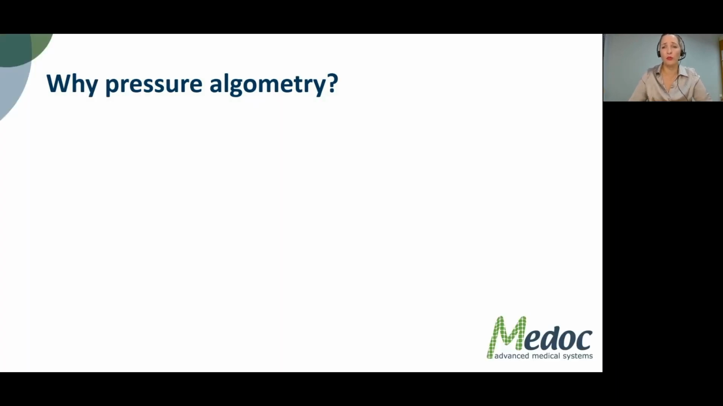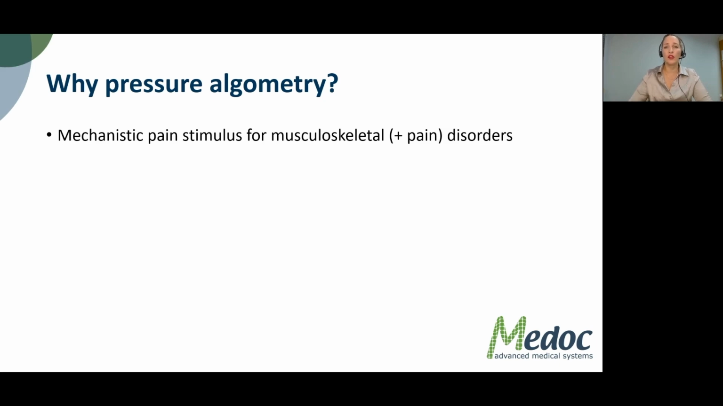And why pressure algometry should be used? First of all, because this is a good mechanistic pain stimulus specifically for patients with musculoskeletal pain. So if we are talking about juvenile idiopathic arthritis or an osteoarthritis or a neck pain or a low back pain or fibromyalgia or even sickle cell disease where the pain is perceived in the muscle tissue. So we want to have a stimulus that is perceived as close as possible to the pain that these patients are feeling. So this is one aspect.